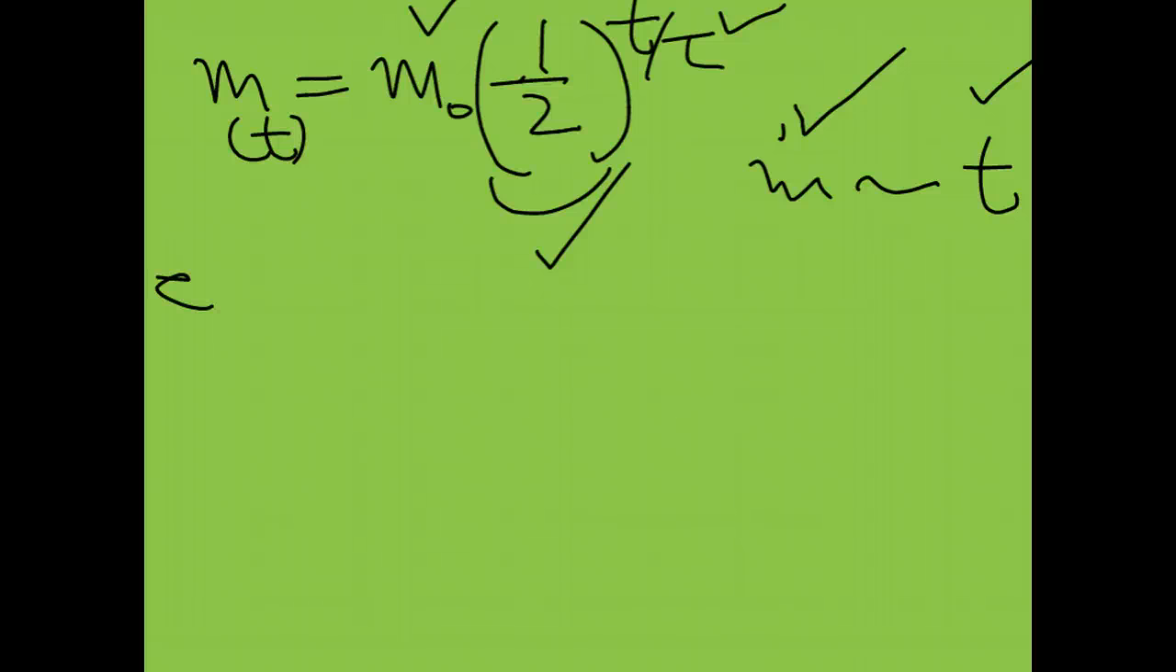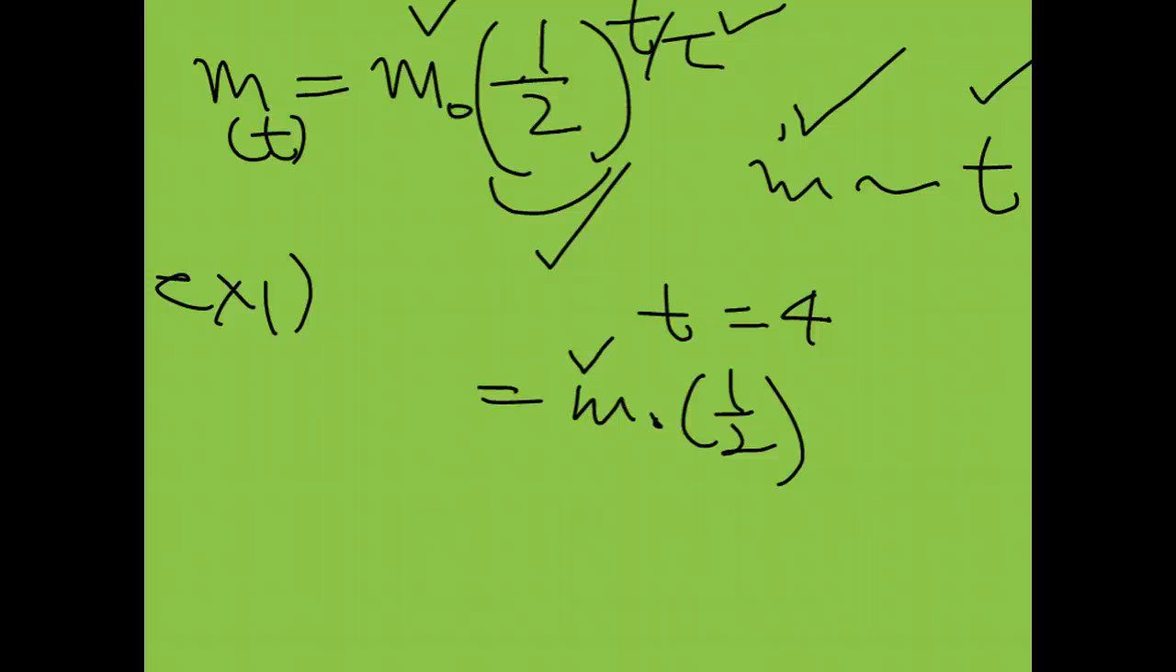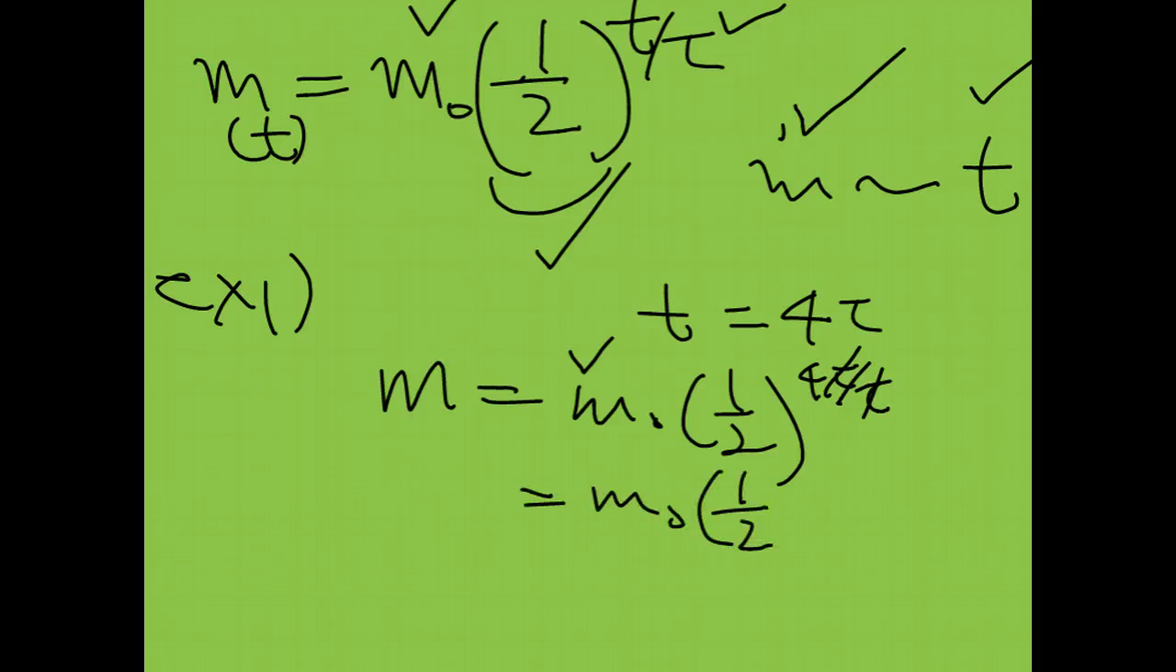So an example of that category: let's say t is 4 tau, and the original M naught is a constant you should know. 4 tau over tau, the tau cancels off, and the answer is M naught times half to the power of 4. Half to the power of 4 is 1 over 2, 2, 2, 2, so 1 over 16. So 1/16th of the original M naught is going to be the answer.